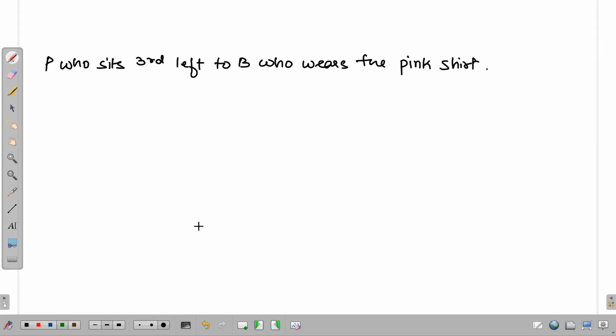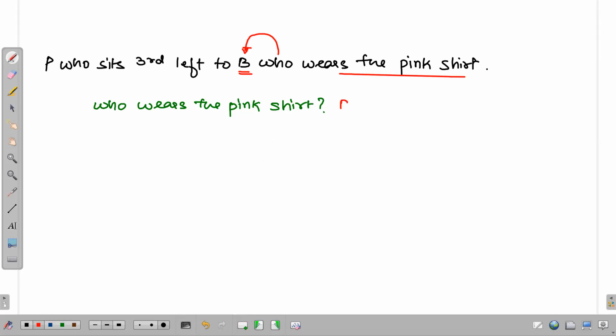In this case, if I ask you who wears the pink shirt, what should be your answer? If you say P wears the pink shirt, then you're wrong. It's actually B, because the relative pronoun who refers to B. So it's B who wears the pink shirt.